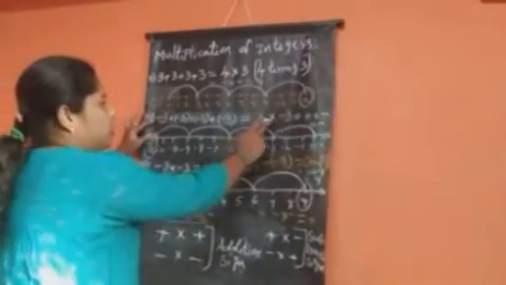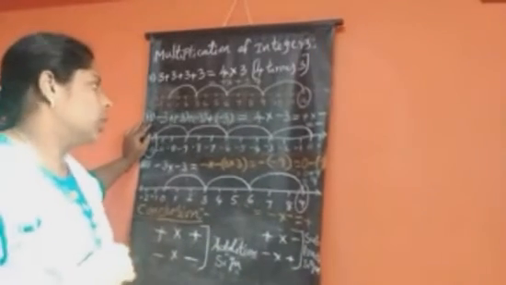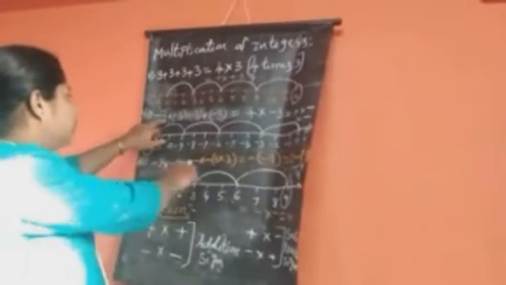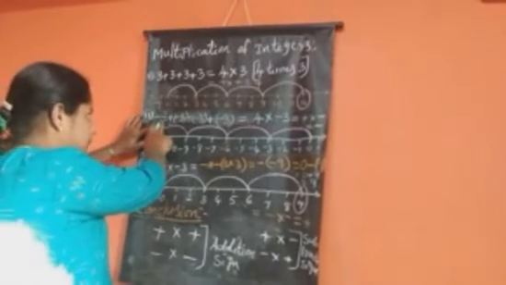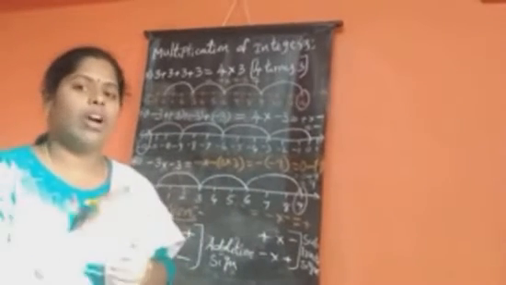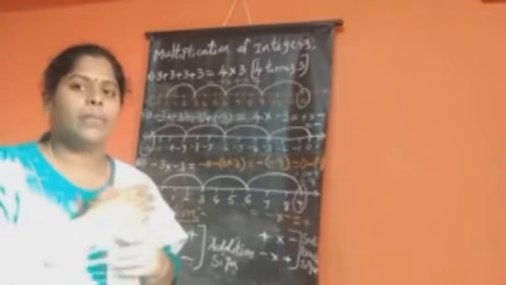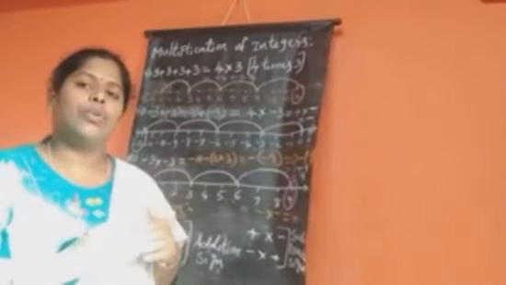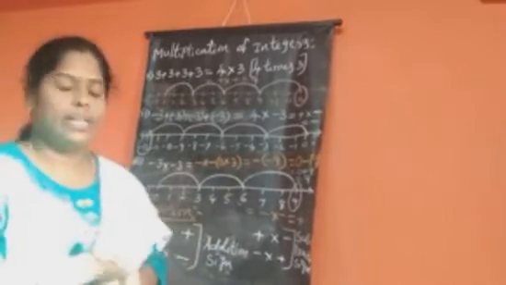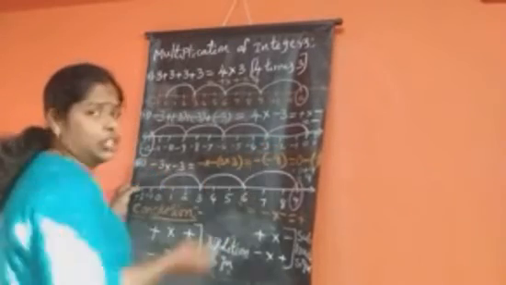Next, here 4 into minus 3 is there. That means we have to add minus 3 up to 4 times. So here it is also like addition. We have to add a negative integer. In addition, 4 plus minus 3, what we did was take jumps to the left of the number. Here also we do like that only. So 4 into minus 3 means we have to take jumps from the left side of 0.